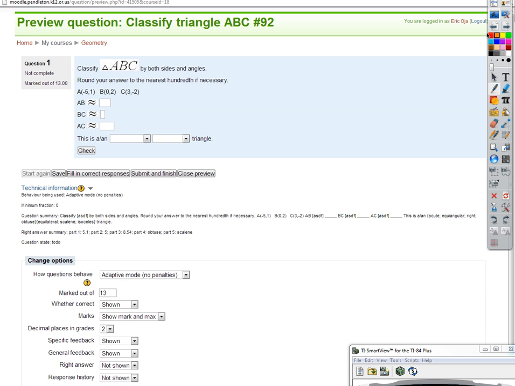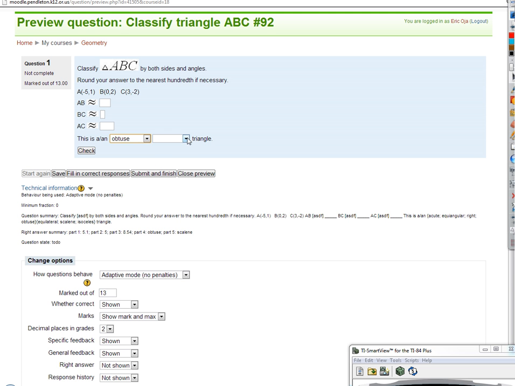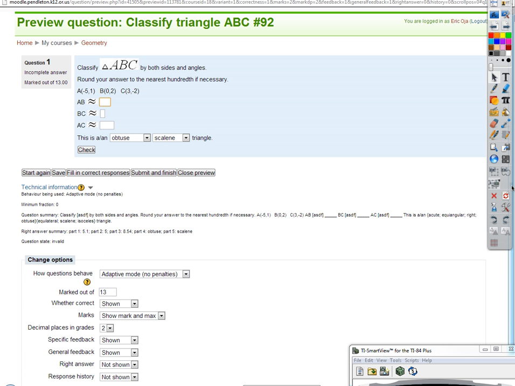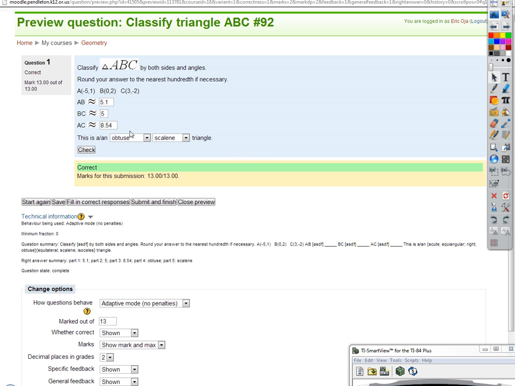So if we go back to our problem, then we ought to be able to pull down, this is an obtuse scaling, and that part at least should be right. How come it's not? Oh, it's filling the rest? Yeah. Oh. AB was 5.1, is that right? BC was 5, what was the last one? 8.54. Hey, how about that? Got it. Okay? Make sense?